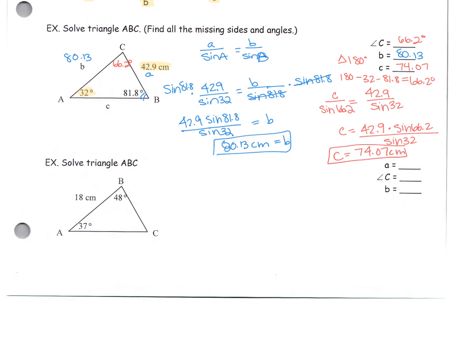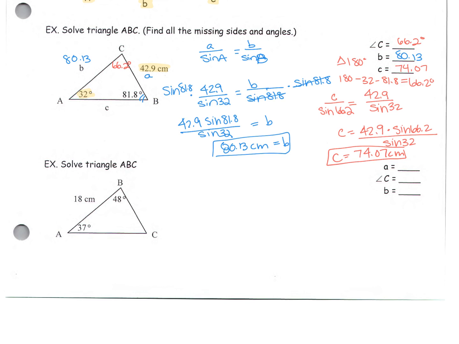So I always look at my problem and I try to identify the side that I also know the angle. But you'll see in this problem, I don't seem to know an angle and the side because I don't know B and I don't know side A. However, we were just talking about how I can find the third angle if I know the other two. So I'm going to take my 180.